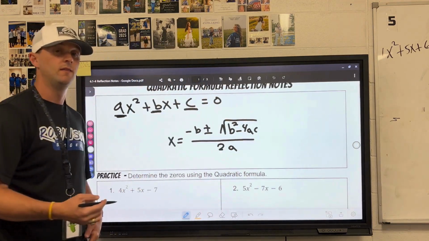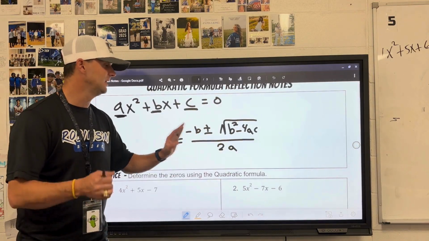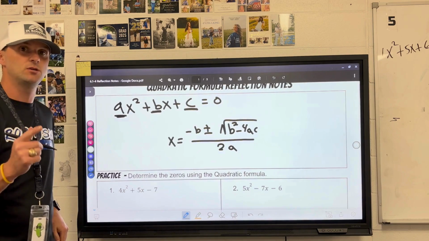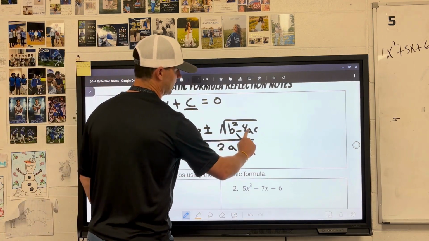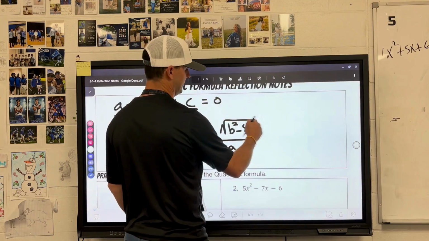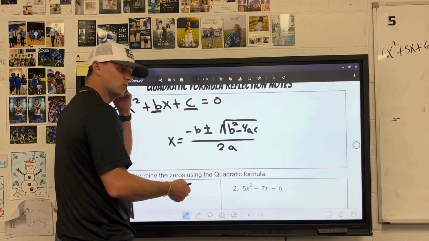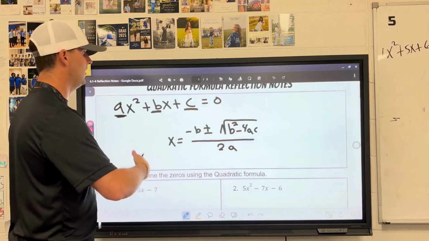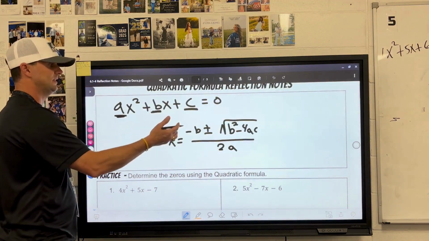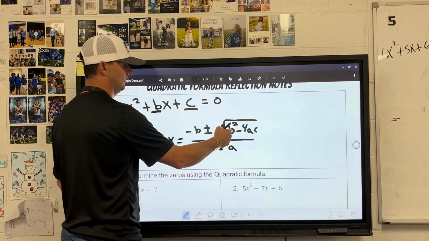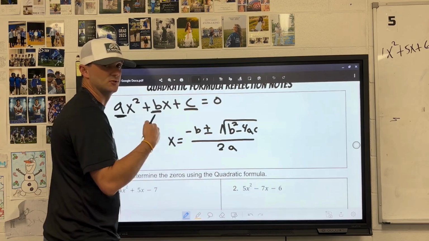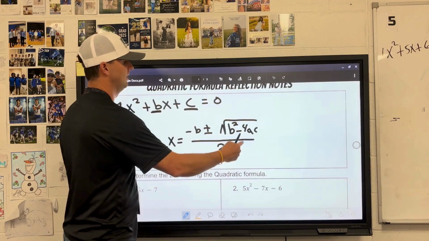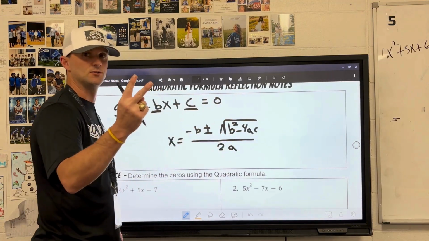This formula will find any solution to any quadratic equation. Now, I want you to make sure you understand that what is inside the square root is called the discriminant. That tells you how many solutions there are. If I work this out and it ends up being a negative number, then there are no solutions. If it turns out to be 0, there is one solution. If it turns out to be a positive number, then there are 2 solutions.